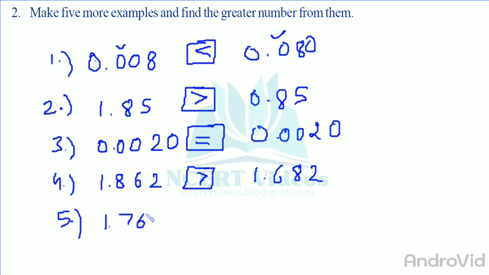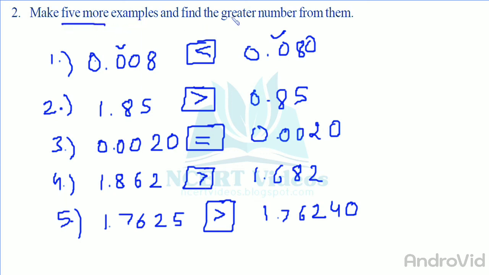Last part, 1.7625. Let's compare it with 1.7624. Here all the digits are equivalent and the last one is not, that is 5 is greater than 4, therefore greater than sign. So in this way you can choose any of the examples that come into your mind. You just have to select them and compare them digit by digit. That's your answer.